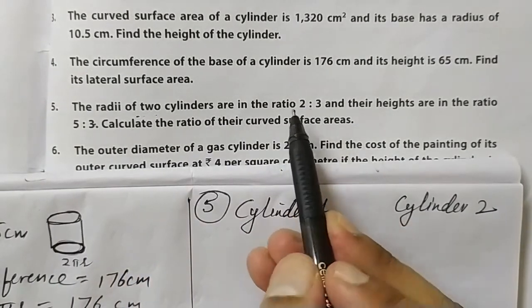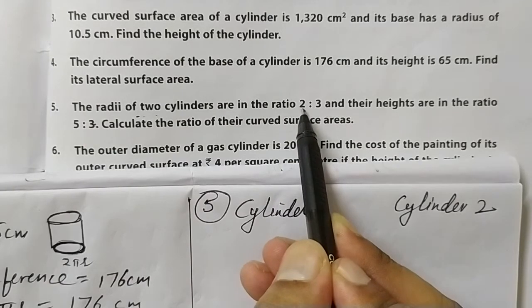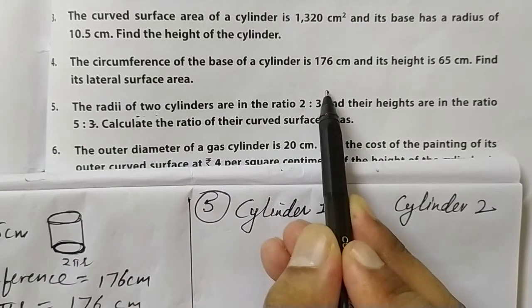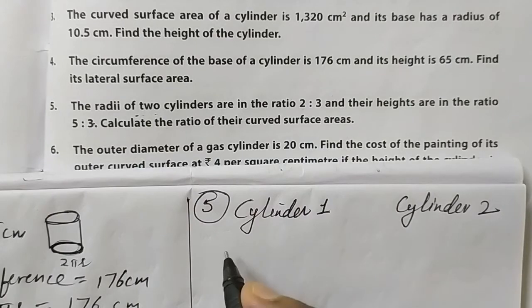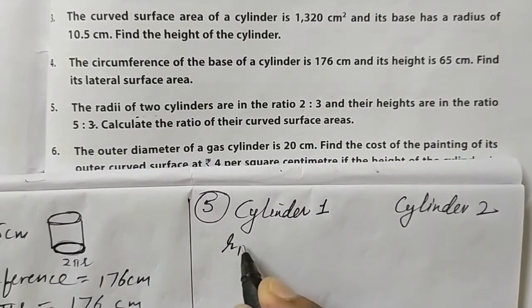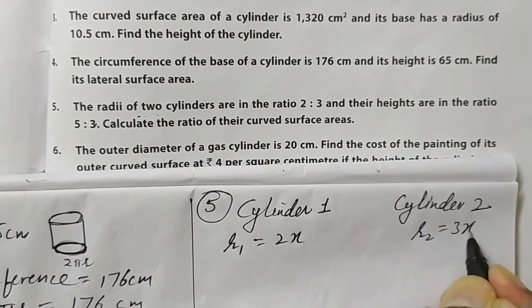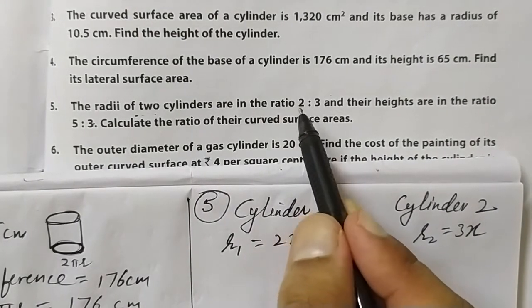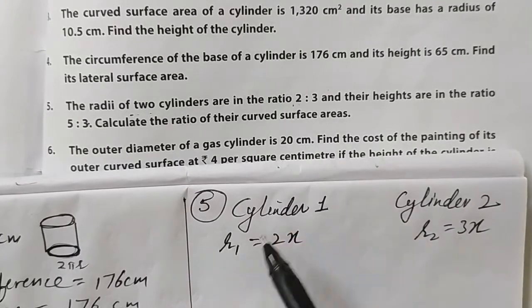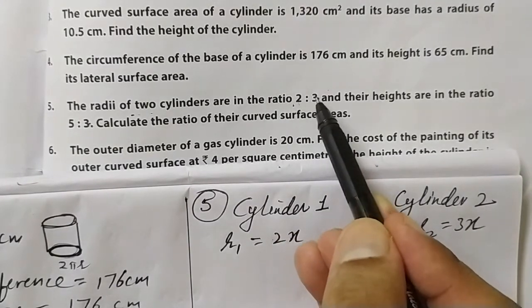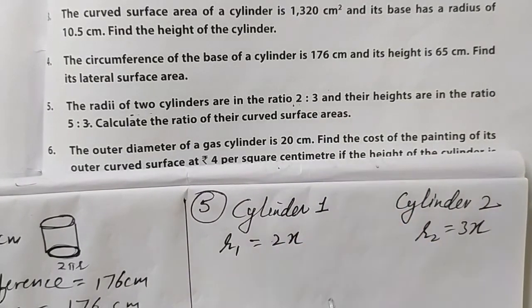So we'll assume that radius of the first cylinder is 2x and the second cylinder radius is 3x. So we'll write here radius, suppose r1, that is 2x, and here suppose r2, that is 3x. When the ratios are given, we assume like this only, 2x and 3x, or 2p and 3p, any variable you can take here.